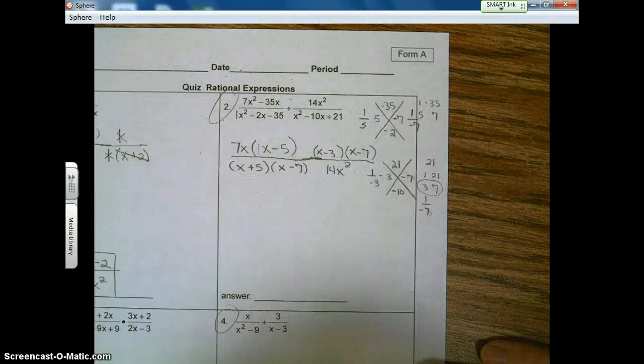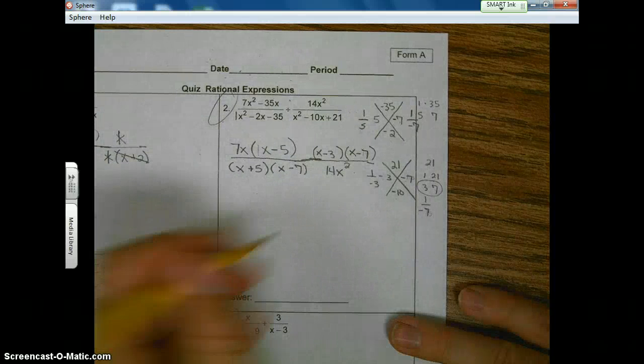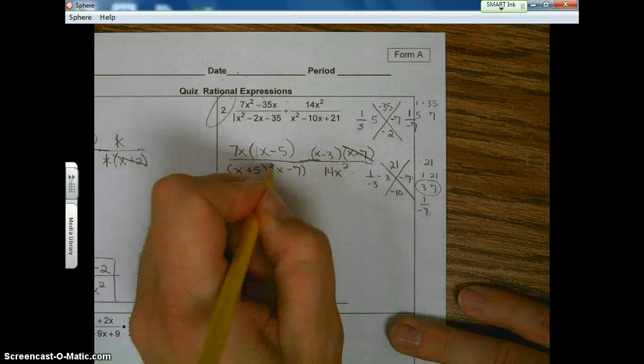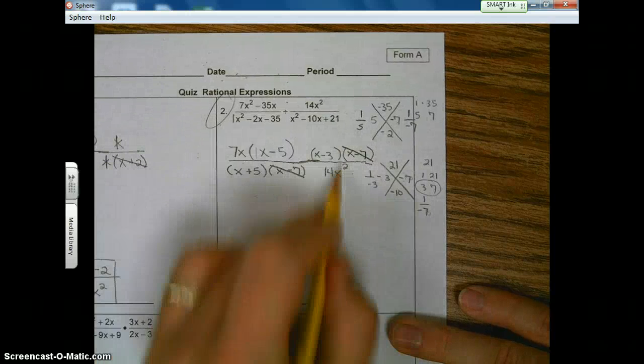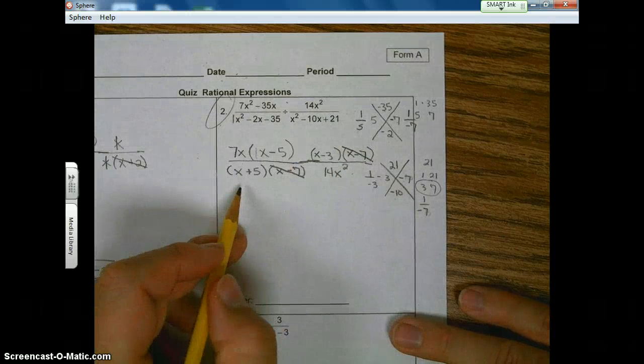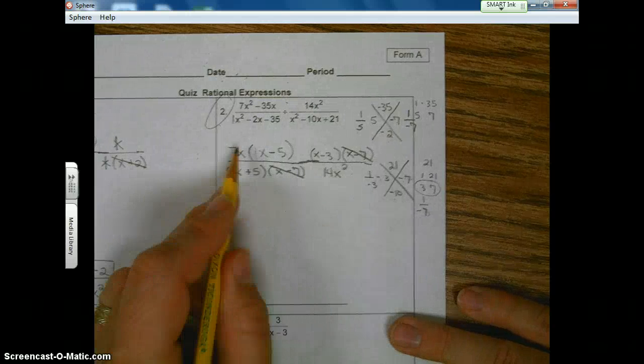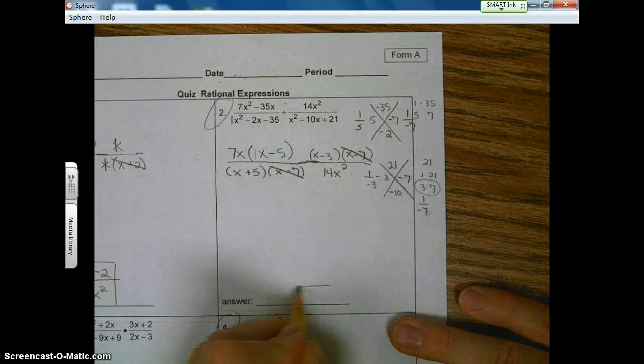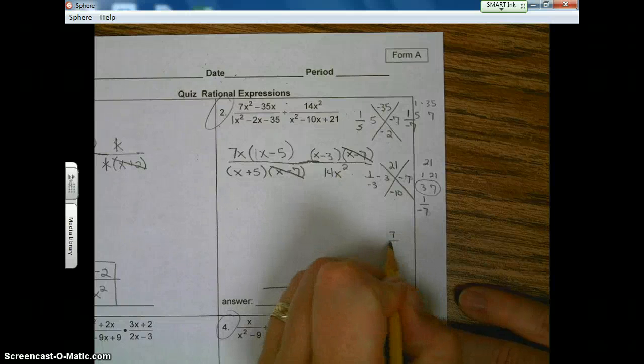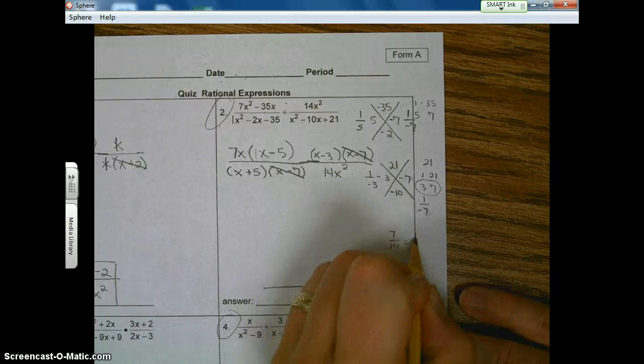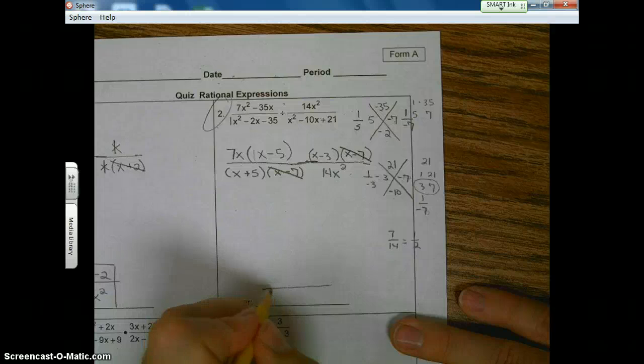Alright, now canceling. So x minus 7's cancel. And I think that's about it for our groups. Now looking at our terms, 7/14. Well, 7/14 reduces to 1/2. So we're going to have 1 over 2.